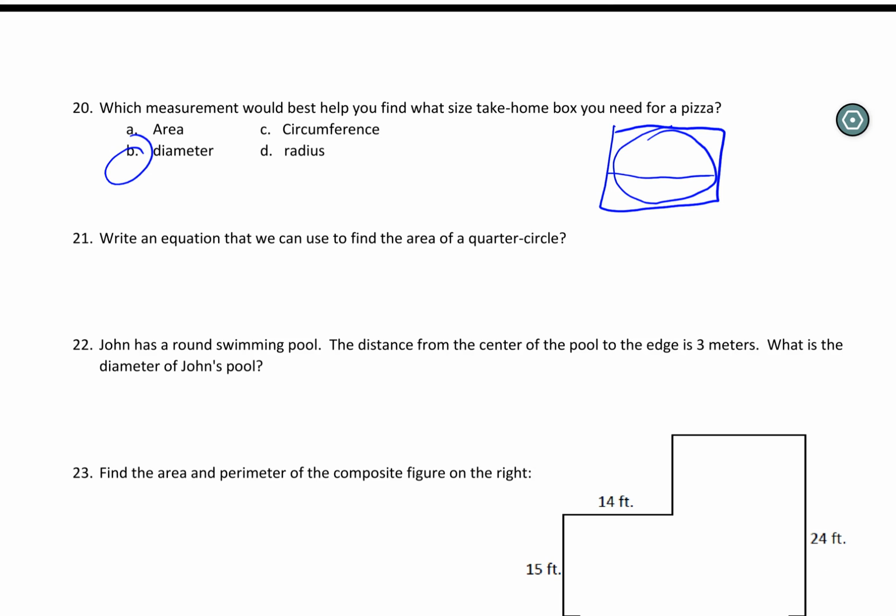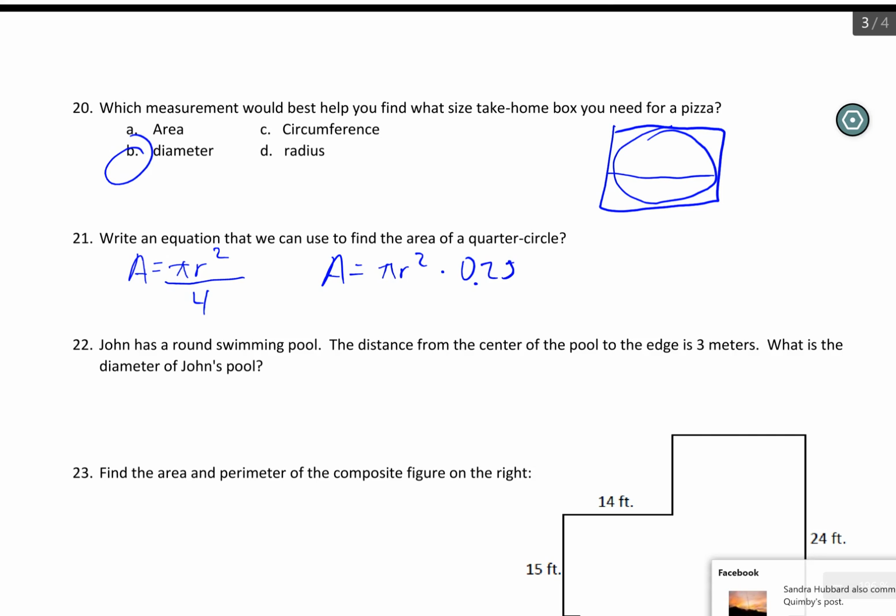Write an equation that we can use to find the area of a quarter circle. So a couple of things that you guys could do. You could have written that area equals pi r squared, divide that whole thing by 4. Another thing that we could have written is area equals pi r squared times a fourth. Written that way. Or area equals pi r squared times 1/4.